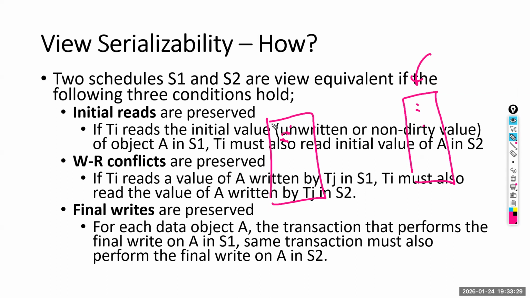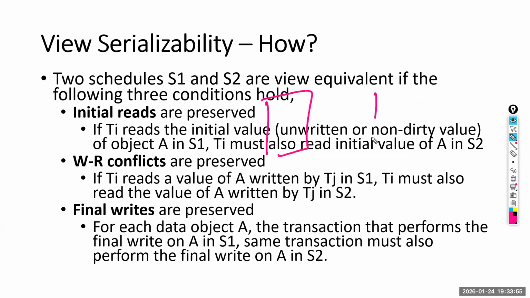Now, how do you check whether a particular schedule is view equivalent to another schedule? Of course, that schedule must be conflict serializable, otherwise there is no point. So you need to check three conditions. In those two schedules, initial reads must be done by the same transaction. If here the initial read is done by T3, here also it must be done by T3, for each and every data item.